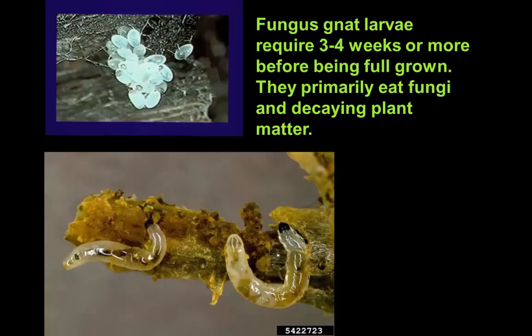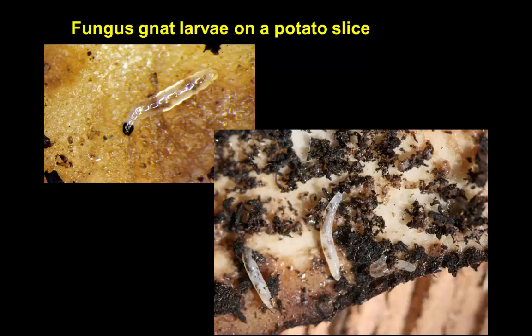The larvae that hatch from these eggs then develop within the soil, again, mostly feeding on fungi. And in about 3 to 4 weeks, they'll become full grown and then pupate. The fungus gnat larvae are not a particularly conspicuous kind of insect. They're fairly translucent in their body form. They do have a distinctly dark head.